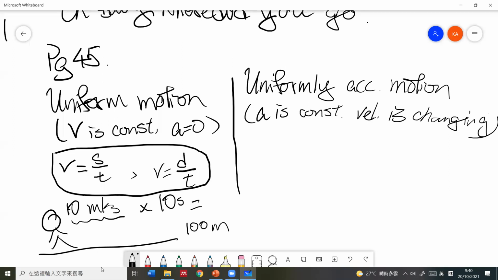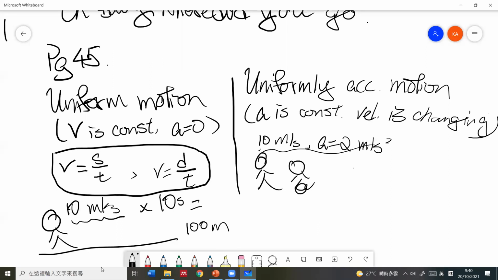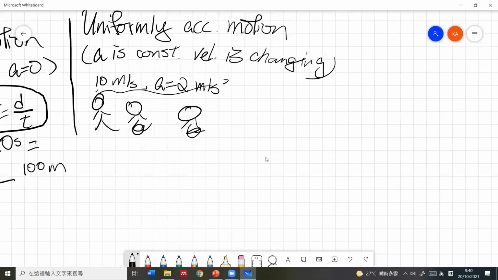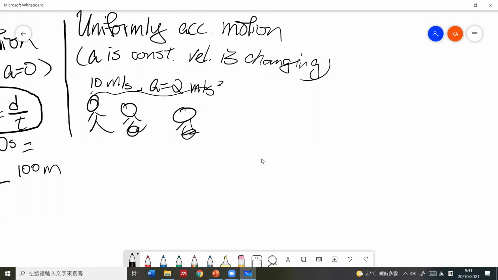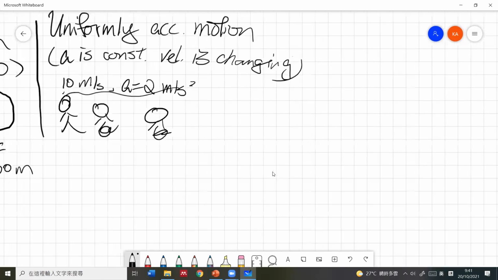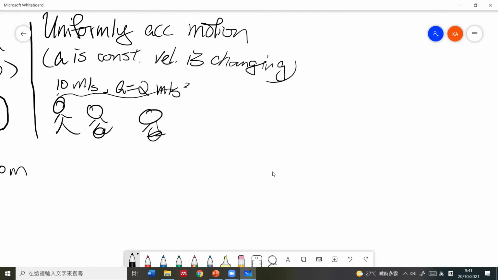However, for uniformly accelerated motion, suppose the initial velocity of this person is 10 meters per second and the acceleration is 2 meters per second squared. This means the person is running faster and faster during this motion. So we have a new set of equations for describing this motion. There are 4 equations on page 45, inside the yellow box, and this whole section is about these 4 equations.